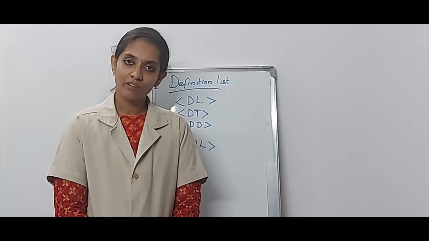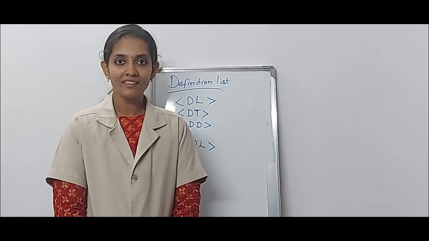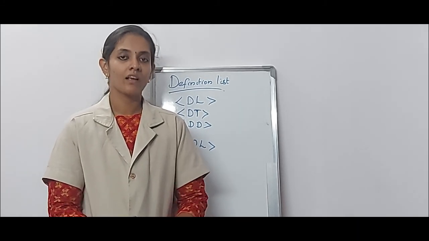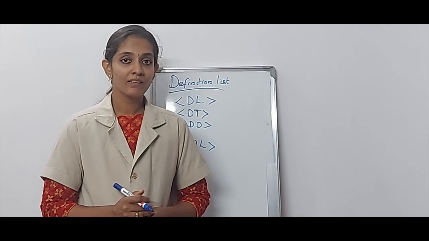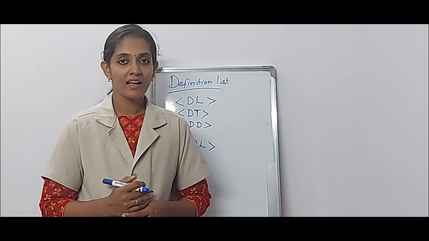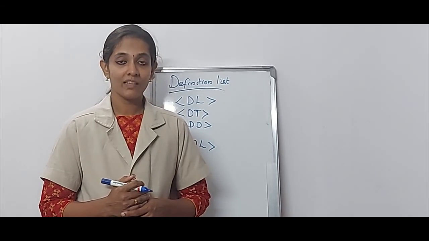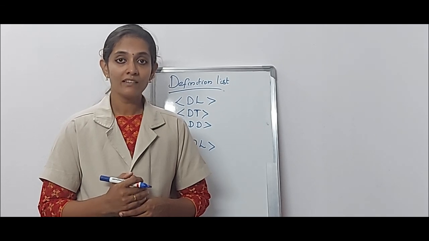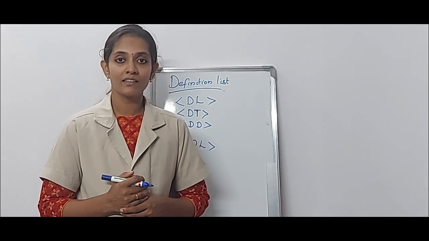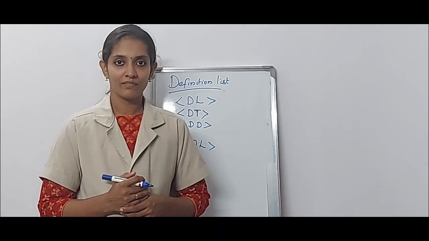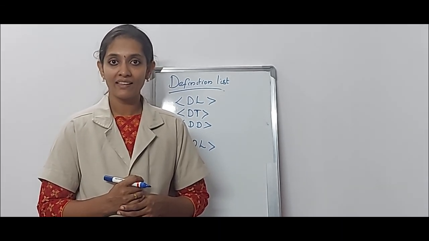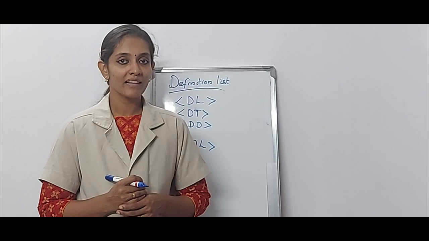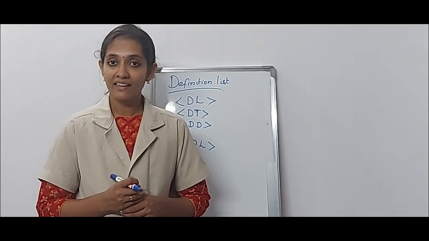So children, we have come to the end of today's session. Today we have learned two types of list, unordered list and definition list. Unordered list means it is a list used to represent items in a random manner. It is also known as a bulleted list. We can create unordered list using UL tag. And there is one attribute for UL tag, that is type. And there are three values for type attribute, that is disk, circle and square.